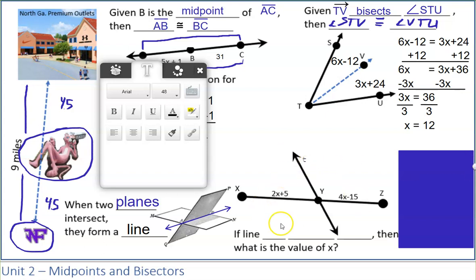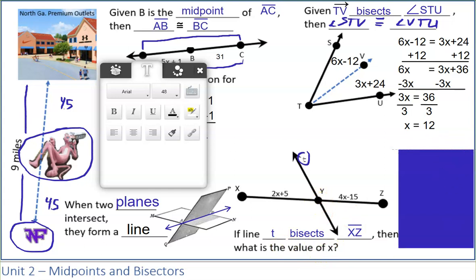All right, and then the last thing down here, look at this diagram down here for a second. We've got this line labeled T, and it's cutting through this X, Y, and Z, or this XZ. And we say if line T bisects what? XZ. Well, I'm going to put a line, ray, or a segment over it. Look at the diagram for a second. It's got endpoints, so I'm going with segment. If line T bisects that, again, cuts it in half, it's creating a midpoint Y. What's the value of x?